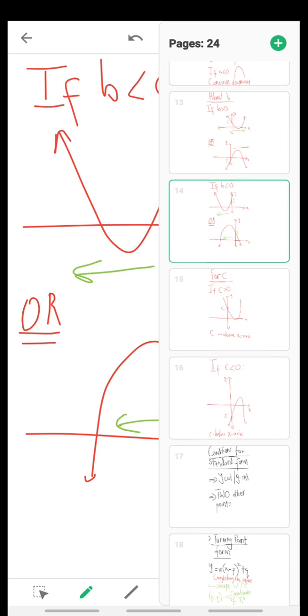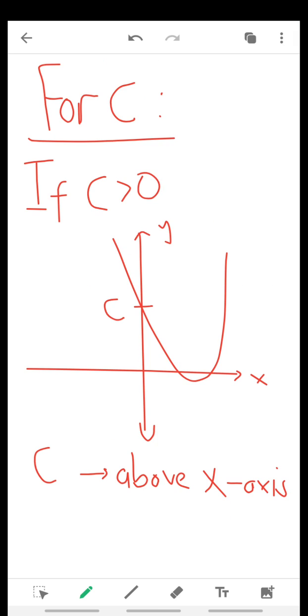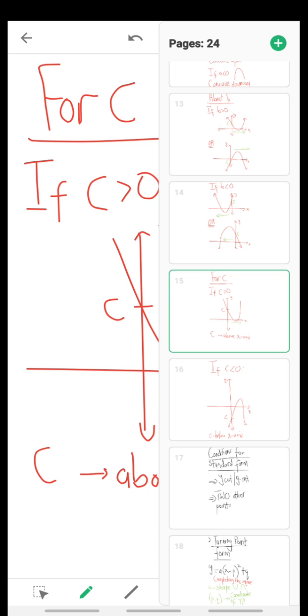Next up we look at C. Remember, what did I say about C? I said C is your y-cut, and this is where the parabola will cut the y-axis. Hence this will be the value of C. Don't forget it is smiling, meaning A is positive, and since it's more to the right, we'll assume B is positive. Another thing you need to know is when C is positive, the y-cut will be above the x-axis. As you can see here, it's above the x-axis. Very, very important.